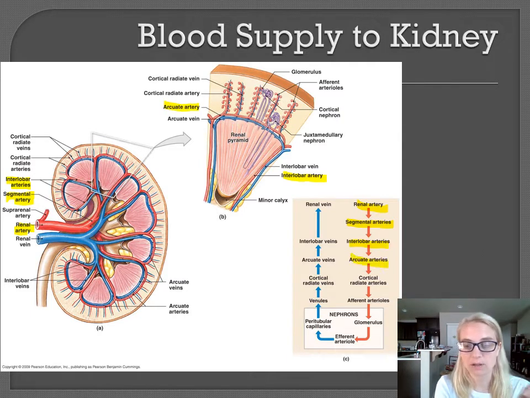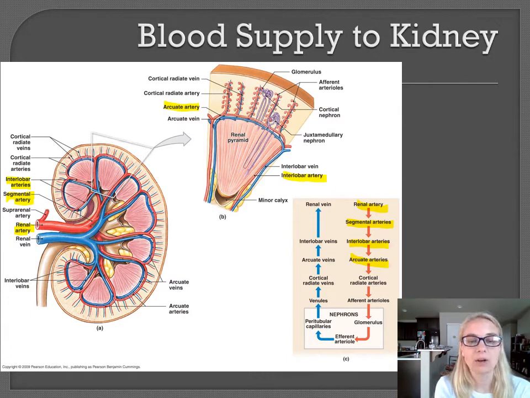So here we are in our little flow chart here. Arcuate means kind of like turning a corner. So here are interlobar arteries, and then they turn the corner, and your arcuate arteries are always going to be found at that barrier between the cortex and the medulla.